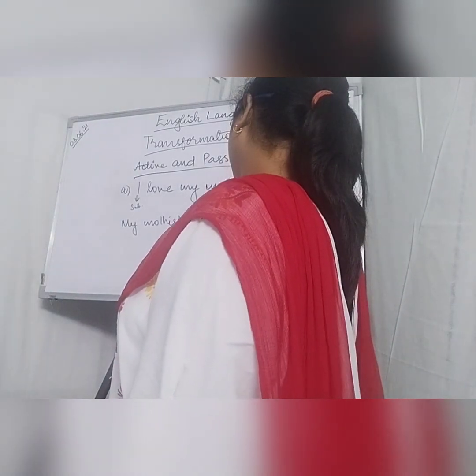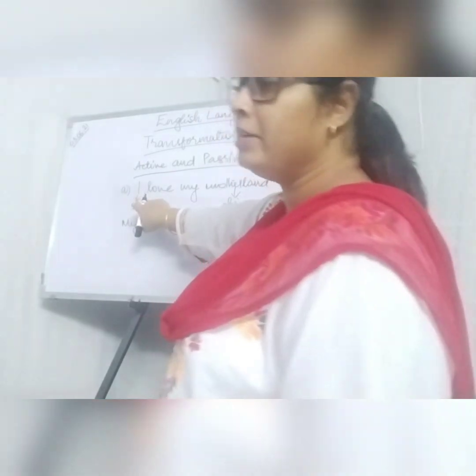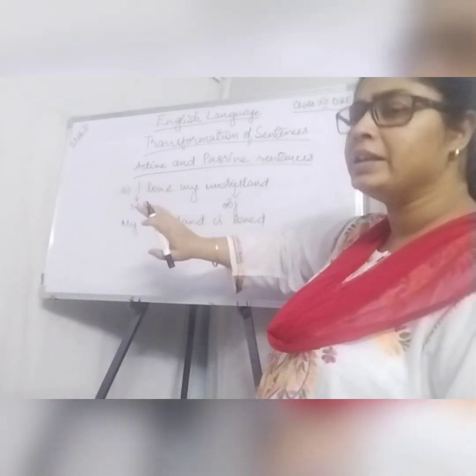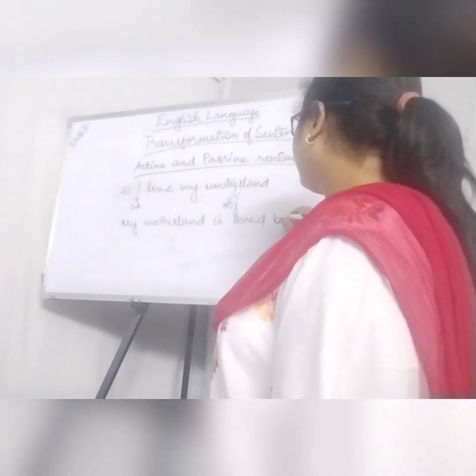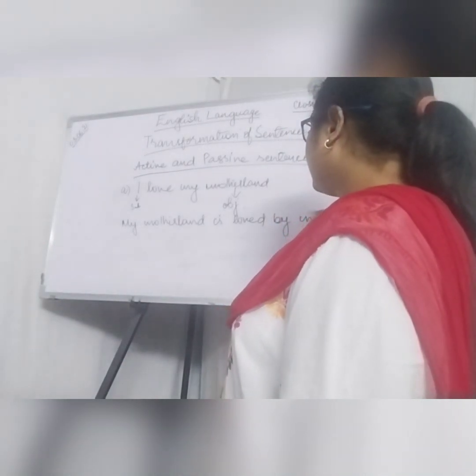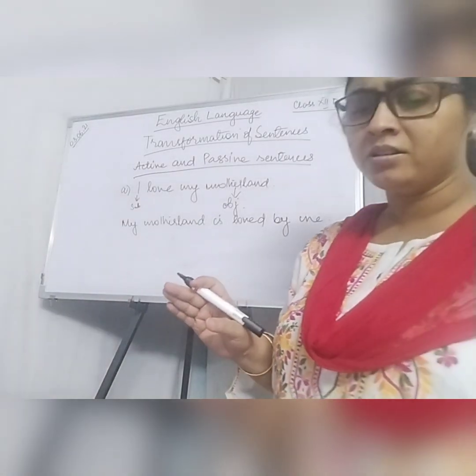So, my motherland is loved, and I will become me. I will always become me. In active to passive, I will always become me. And we will use by me. My motherland is loved by me. Is this much clear?